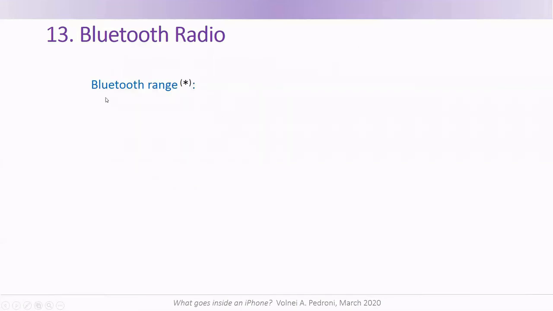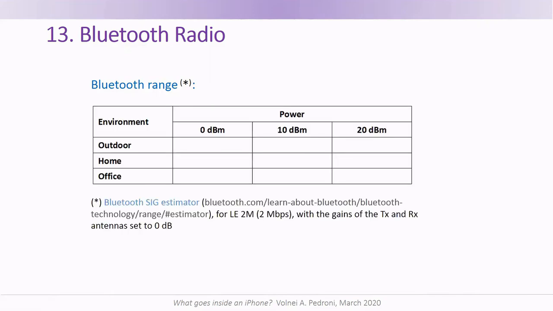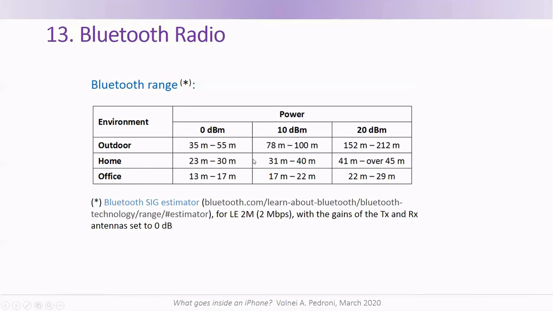A common question about Bluetooth regards its range. How far can the signal go? The Bluetooth Special Interest Group has an estimator, which is available at this website. And I ran it for the 2 megabits per second option with the gains of the transmission and reception antennas set to 0 dB. I also chose 3 powers, 0, 10, and 20 dB. Remember that these are 1 milliwatt, 10 milliwatts, and 100 milliwatts. And here's what I got.